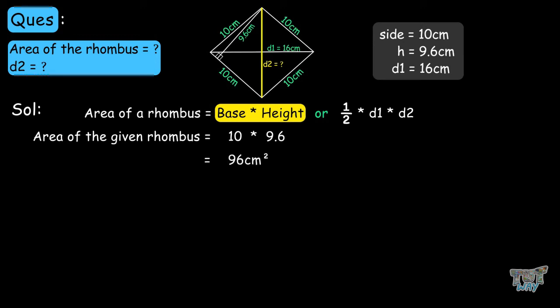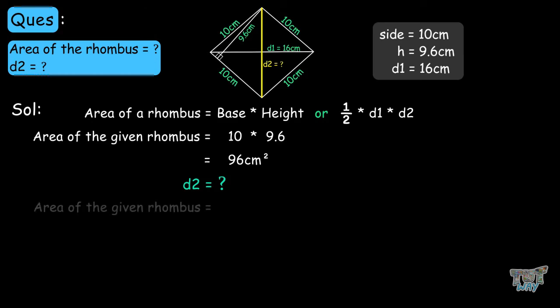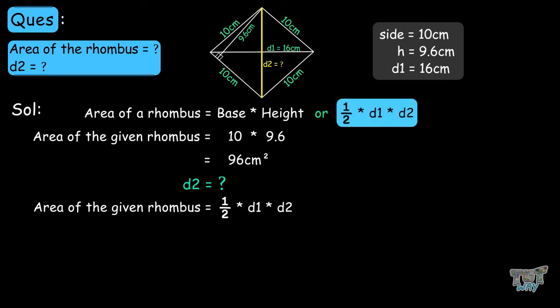Now we use this area to calculate the other diagonal, using the second equation for the area of the rhombus. The formula is half times d1 times d2. 96 is the area, and that equals half times 16 times d2. Therefore, d2 is 96 times 2 divided by 16, and that equals 12 centimeters. So the length of the diagonal 2 is 12 centimeters.